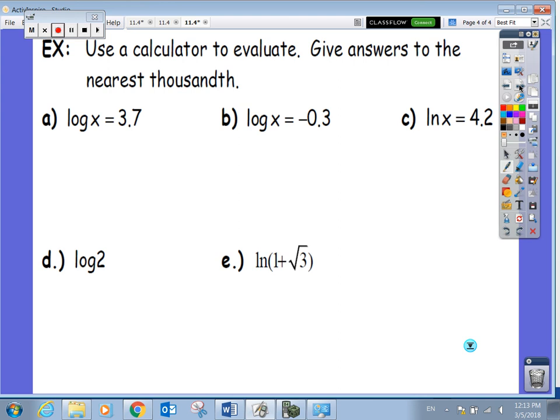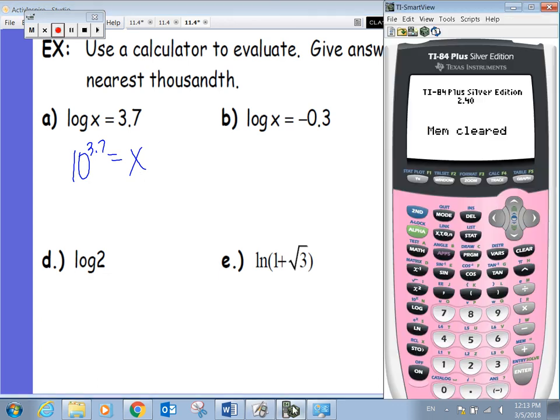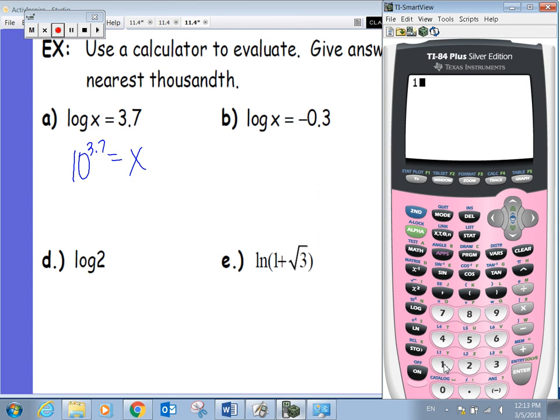So here, okay, we can't type in log of x. We can type in 10 to the 3.7 equals x, though. That is something we can plug in. So in our calculator, we would enter 10 raised to the 3.7 and get our answer, 5011.872. Rounding to the thousandth. This is when you would round to the thousandth.